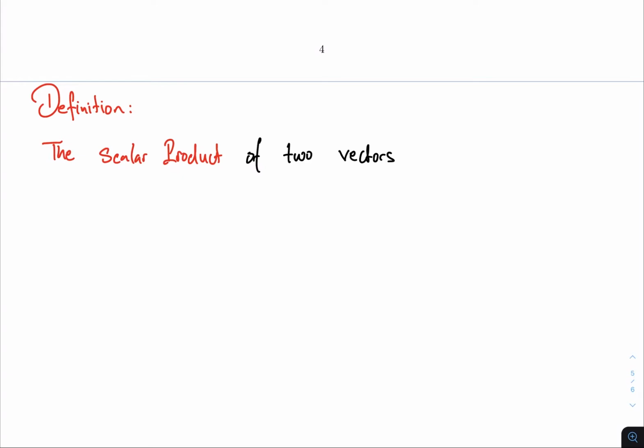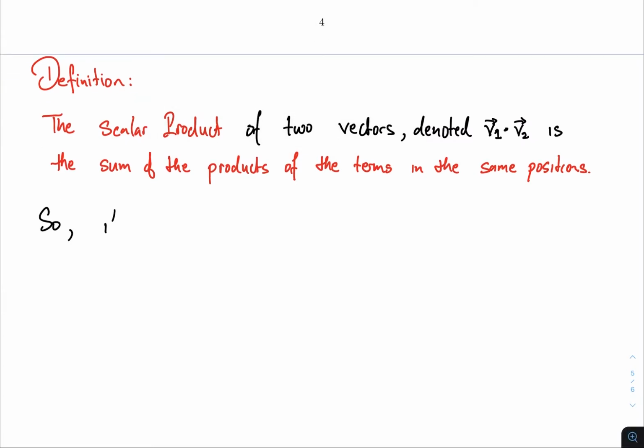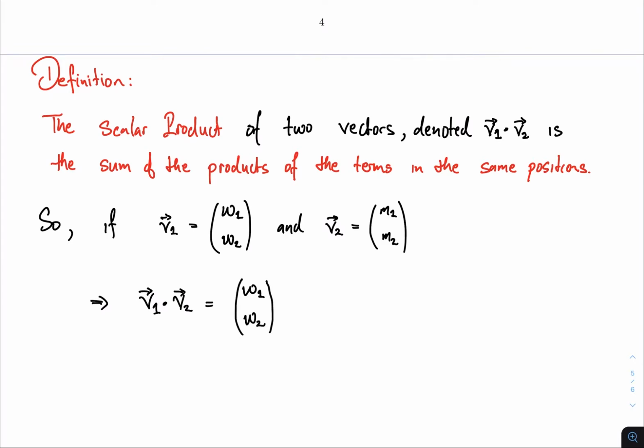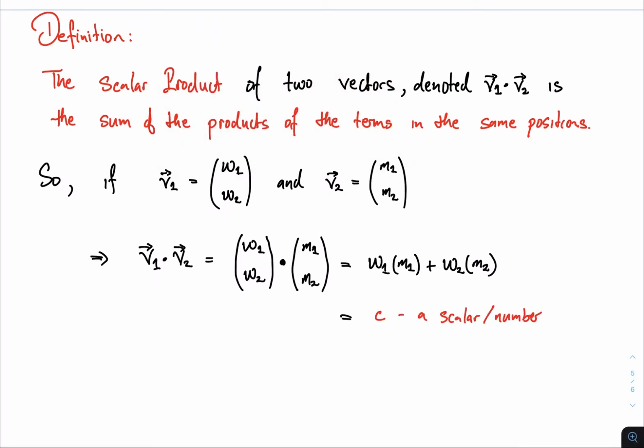Now we move on to look at the definition of the scalar product. The scalar product of two vectors, denoted v1 dot v2, is the sum of the products of the terms in the same positions. So if we have a vector v1 equal to w1, w2 and a vector v2 equal to m1, m2, then we can write the scalar product v1 dot v2 as w1 times m1 plus w2 times m2, and this should simplify to a number c, which is a scalar. Hence the process is given its name, the scalar product.